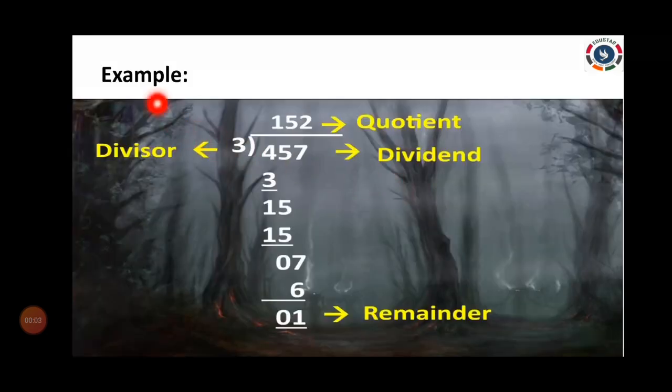Example, write the heading black in color. 457 divided by 3. We are getting the quotient 152 and remainder 1. So write all those things blue in color. Divisor, quotient, dividend, remainder all black in color.